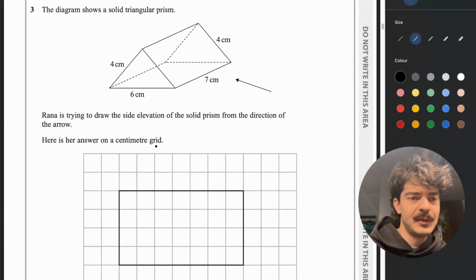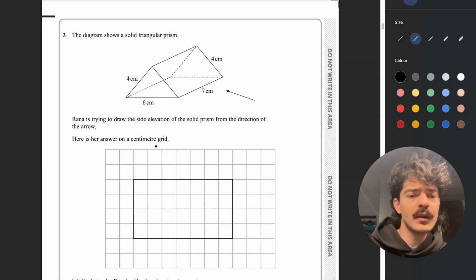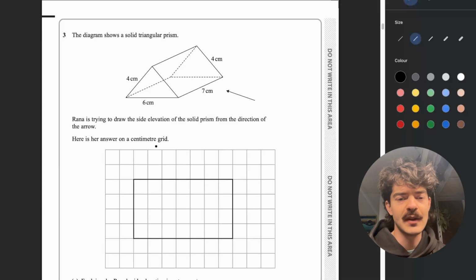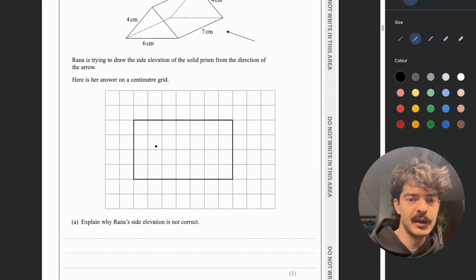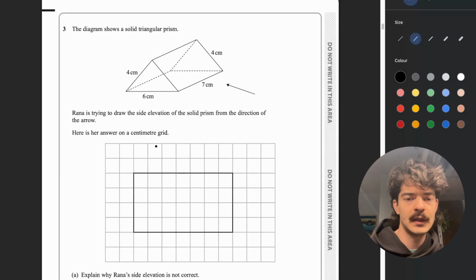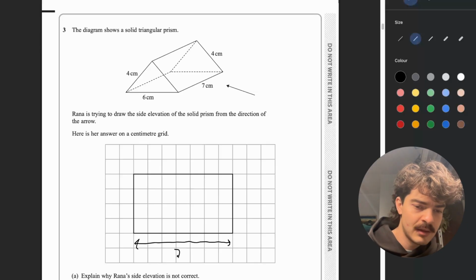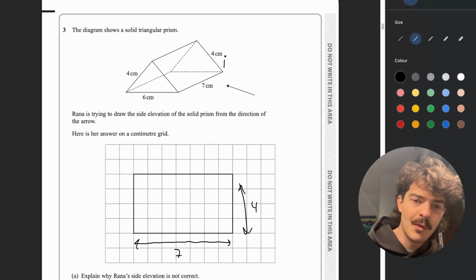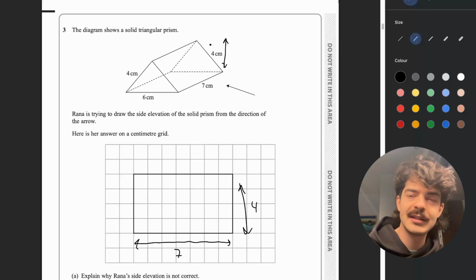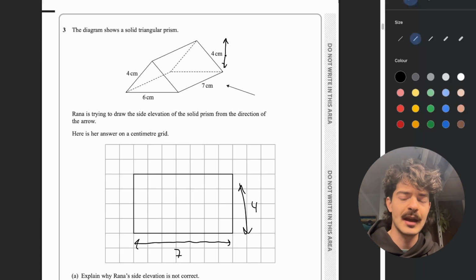Okay, question number 3. Rana is trying to draw the side elevation of a solid prism from the direction of the arrow. Here is her answer on the centimeter grids. Explain why the elevation is not correct. Okay, so it looks like we've correctly got 7 across here, but she's done 4 vertically here. But you'll notice that 4 isn't the vertical height.